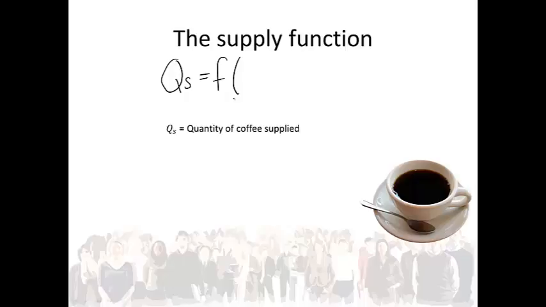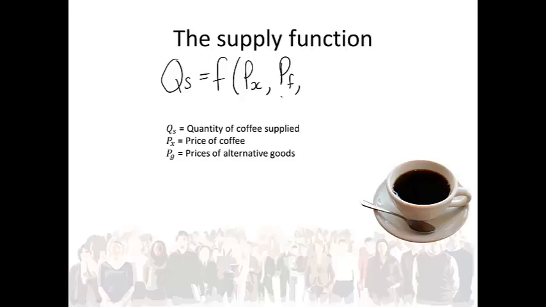First determinant of quantity supplied is the price of a product. Then the price of factors of production, meaning the cost of making the product. If one of the inputs of making coffee, like the cost of labor, increases, the supplier will supply less coffee.